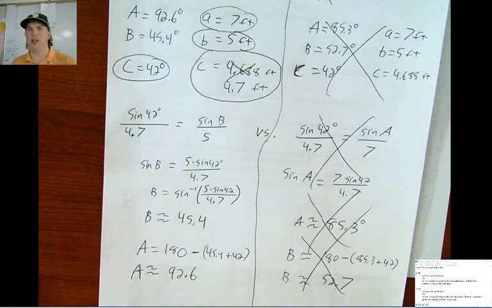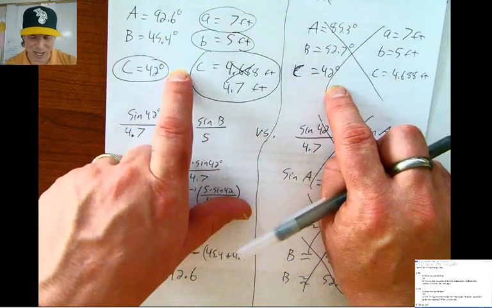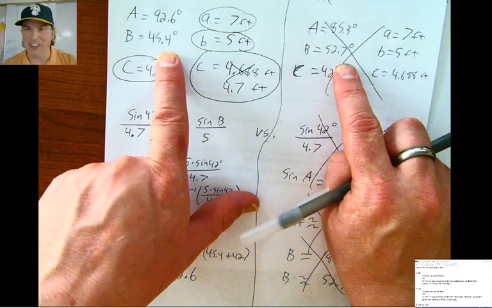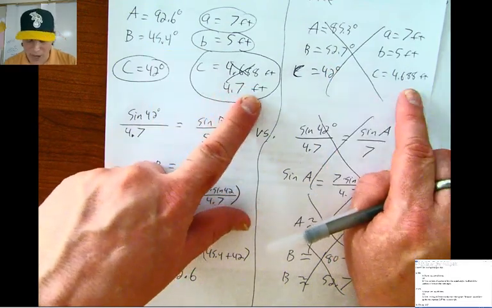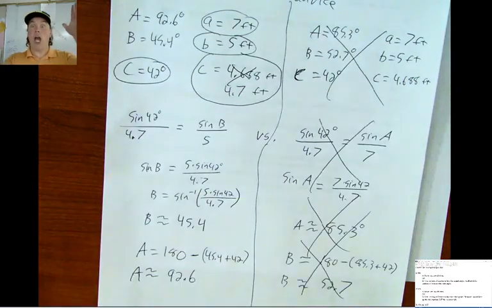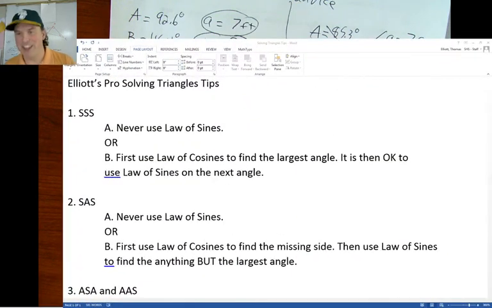So you start asking, did the biggest side give the biggest angle? And it did. Did the medium side give the medium angle? And it did. Did the smallest side give the smallest angle? It did. There's only one answer. How do you know which one's right? Truth is, I don't know. Just looking at this one, I'm not sure which one's right. But if I would have followed my own advice and never used law of sines, it wouldn't have been a problem.